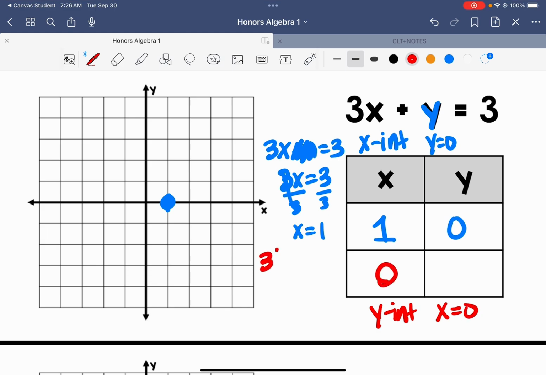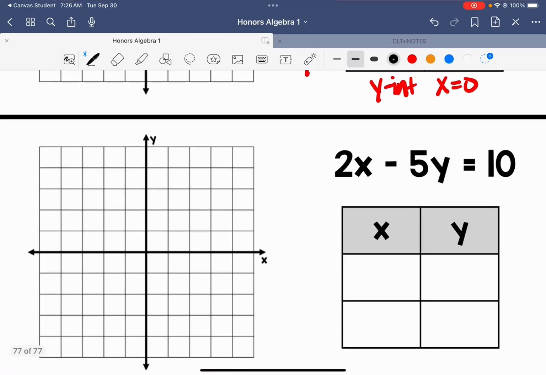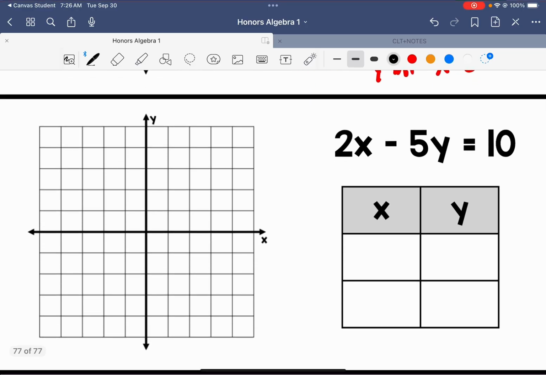And then to get the y-intercept, x has to equal 0. So that means it's 3 times 0 plus y equals 3. Well, the whole 0 term goes away because it's 0. And y just equals 3. So I go up to 3 on the y, and that's our line for 3x plus y equals 3. All right, so you guys try it with this next one. Pause the video and see what you get.